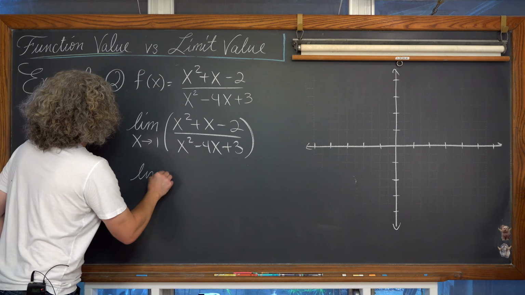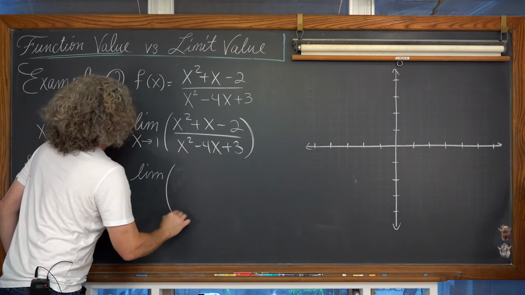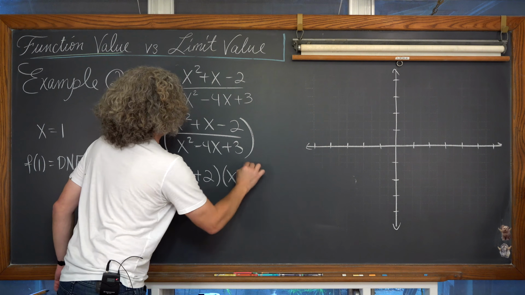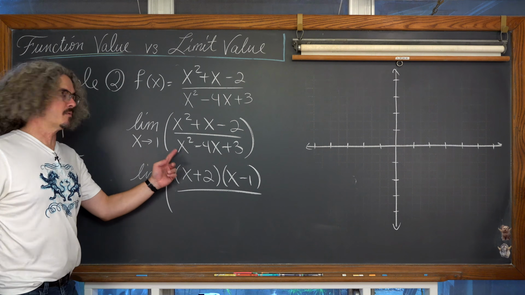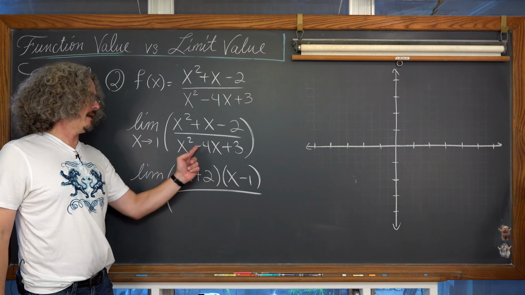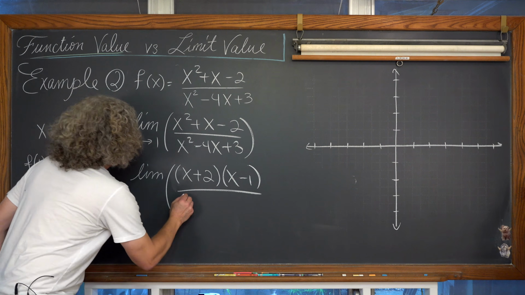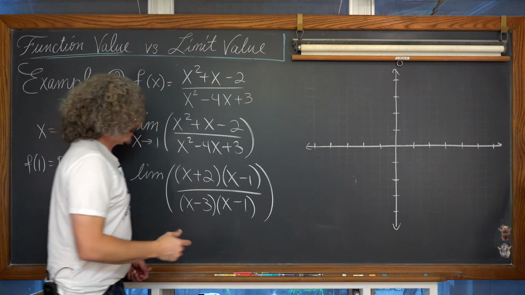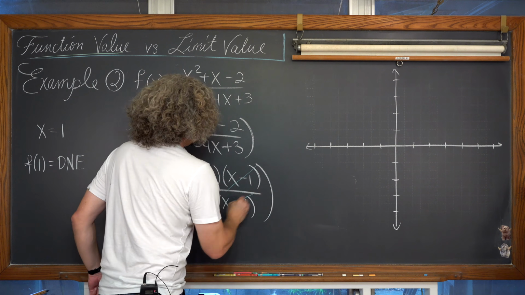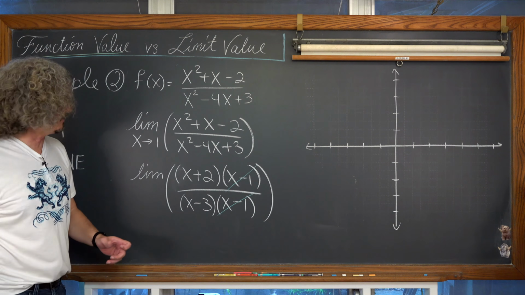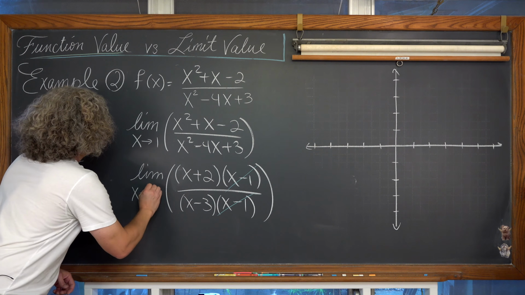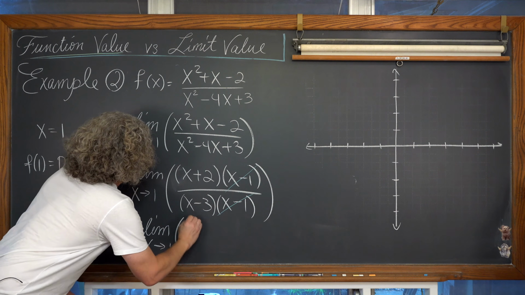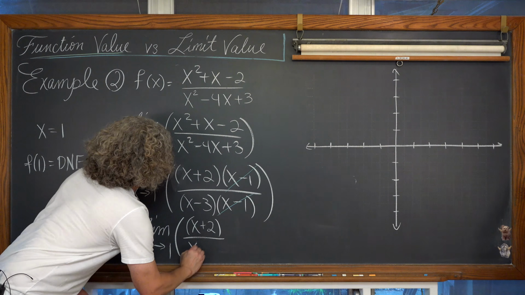So we have the limit of x plus 2 times x minus 1. And in our denominator, with the leading coefficient of 1, what factors of 3 add to negative 4? Well, negative 1 and negative 3. Now when we do that, we can see that we have factors of x minus 1 that are going to cancel, and we have the limit as x approaches 1 of x plus 2 over x minus 3.